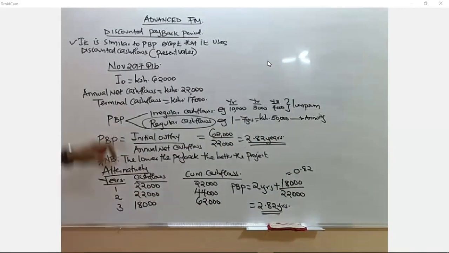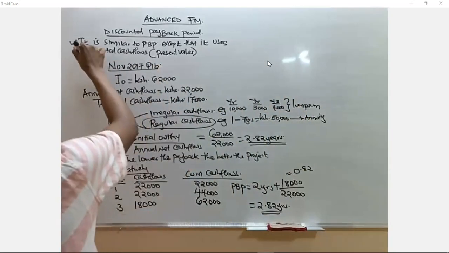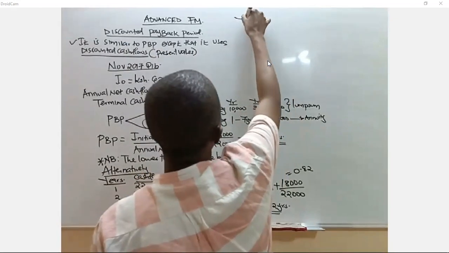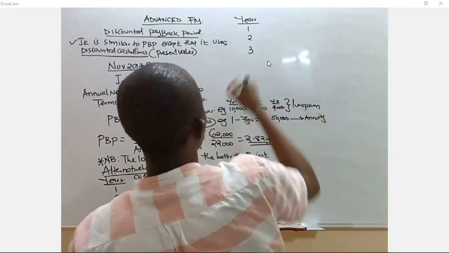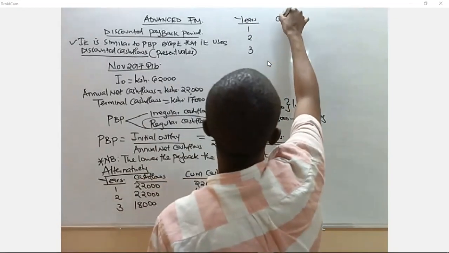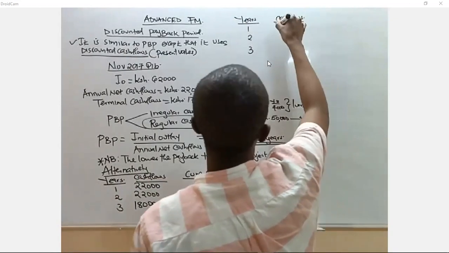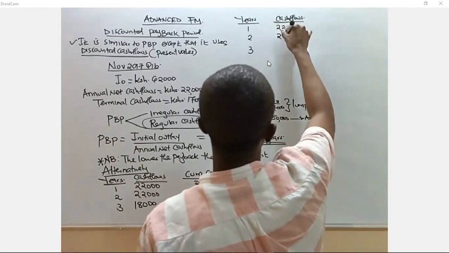But what about our topic of the day, the discounted payback period? How am I going to be working with it? In this case, because we have said we normally use the discounted cash flows, I just take the number of years of mine. We have year 1, year 2, year 3. And then we take our cash flows. Teacher, year 1 we generated 22,000. Year 2 we generated 22,000.